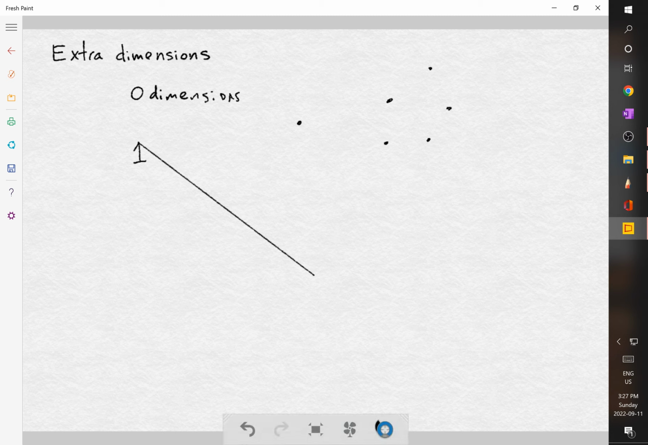The next one would be a 1-dimensional space. And so that would be a space like this glitch that just happened on my computer screen. A 1-dimensional space just appeared there.